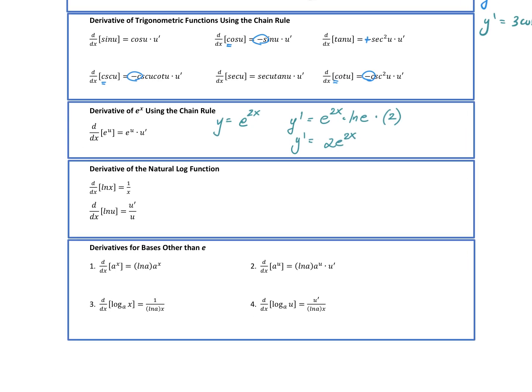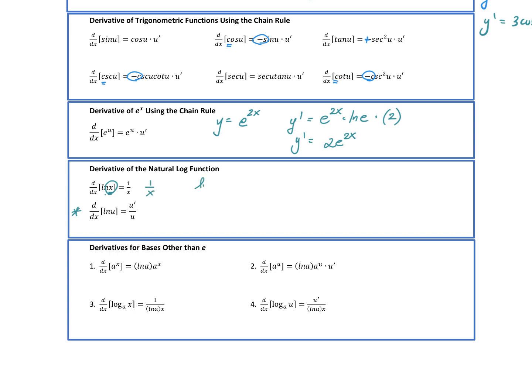Here we have deriving ln of x. So these are things you have to start memorizing, guys. It's a lot, but you can think of it as, I like this one, u prime over u. Derivative of ln of x is just 1 over x. But you can think of it as the derivative of the inside over the function. The derivative of x is 1, you get 1 over x.